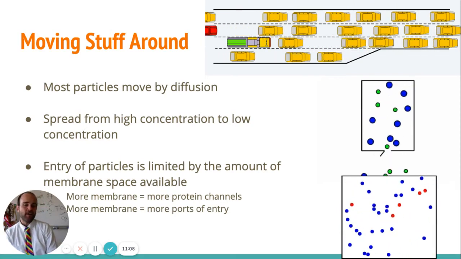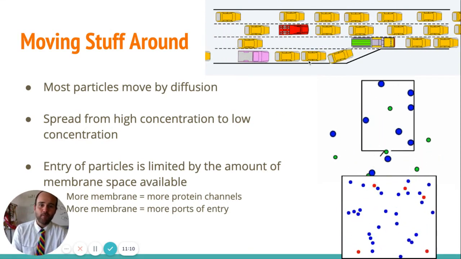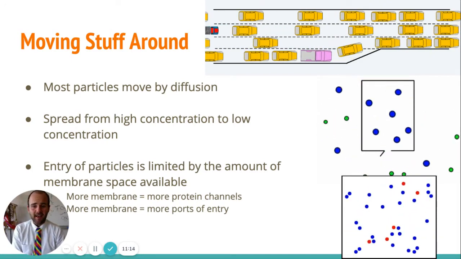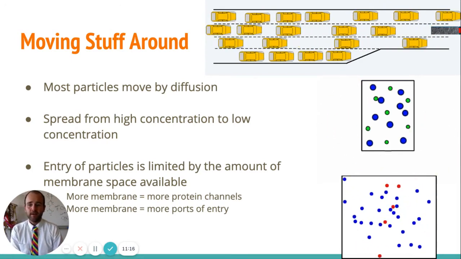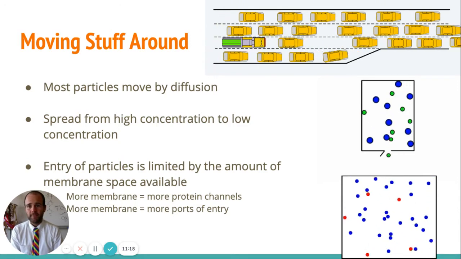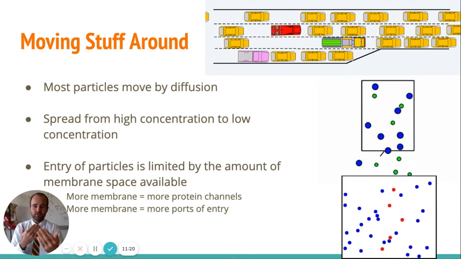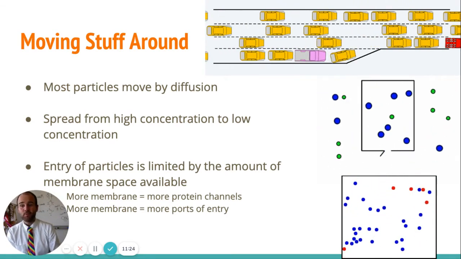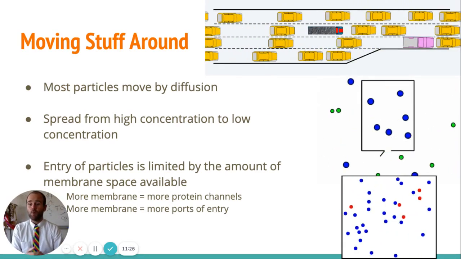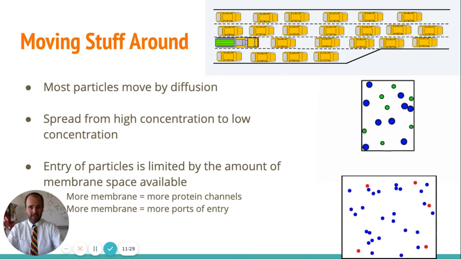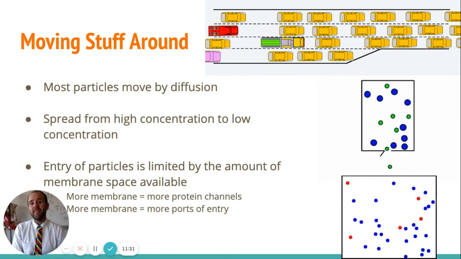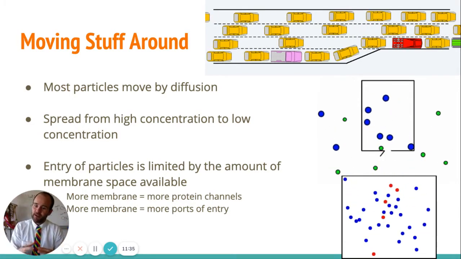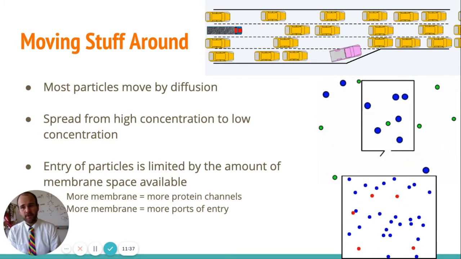And if you think about something like traffic where you have to merge in, entry of particles into the cell is going to be limited by the amount of membrane space available. So if the membrane is in charge of keeping things in and out, if you have more membrane, there's more ports of entry, there's more protein channels, so more stuff can get in. And then if you have stuff coming in from more places, you can fill the cell with more nutrients faster.